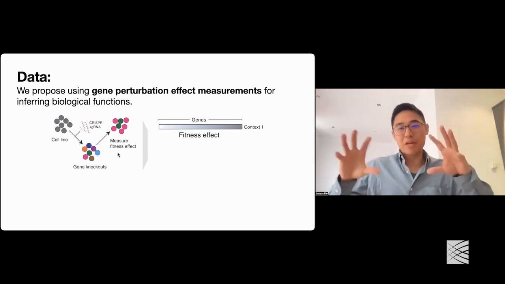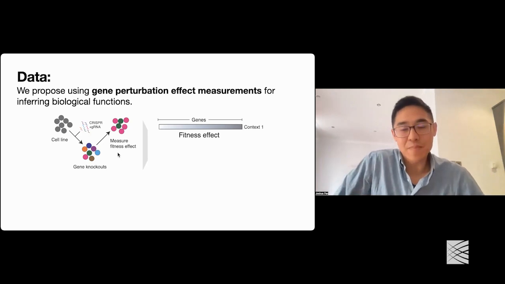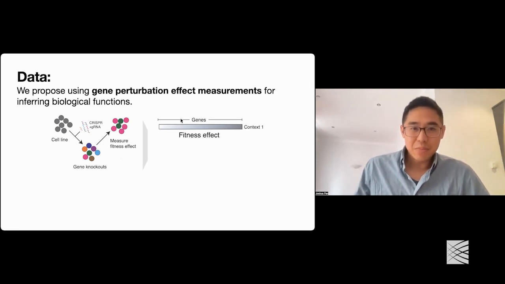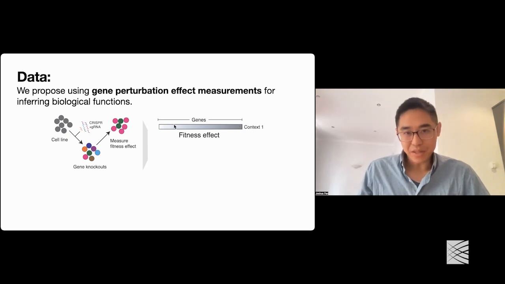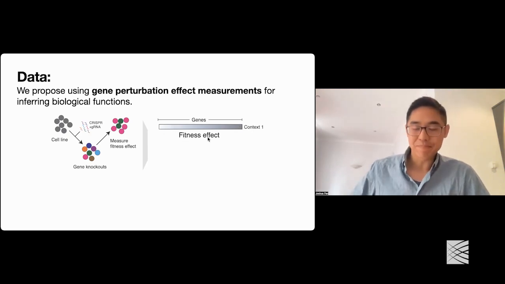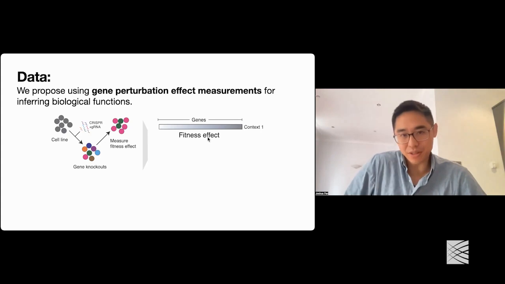And maybe you have multiple measurements because of the way you designed your assay. But at the end of the day, what this boils down to is, for your particular cell context, you've knocked out a panel of genes and you observe some outcome. Let's say changes in fitness growth rate.